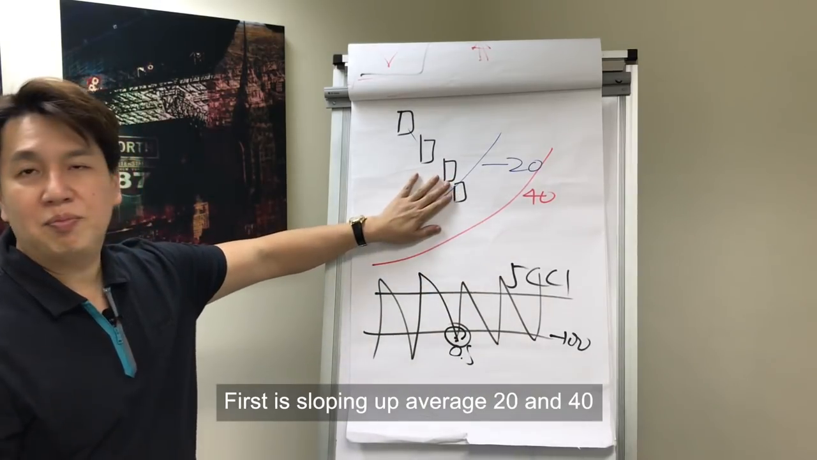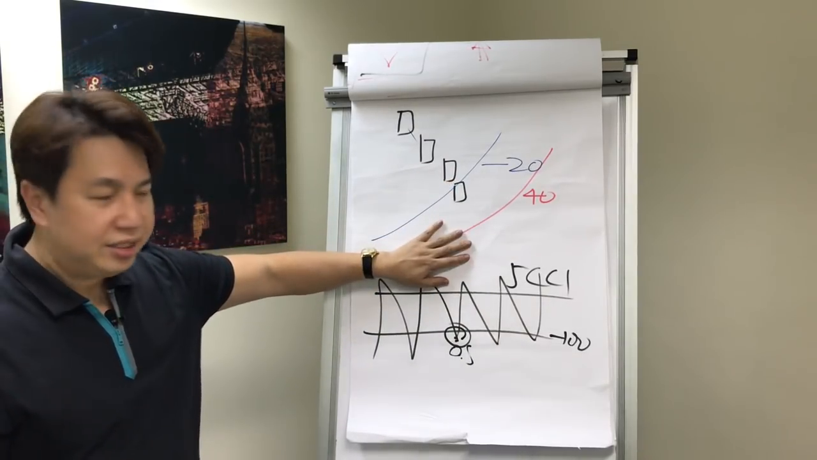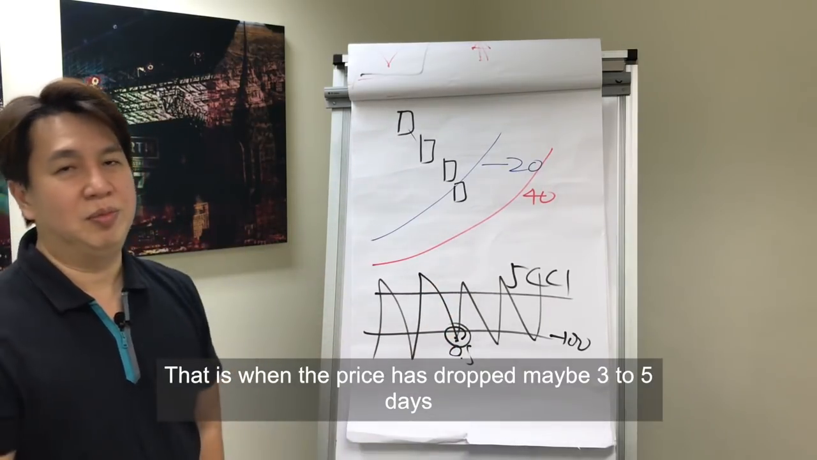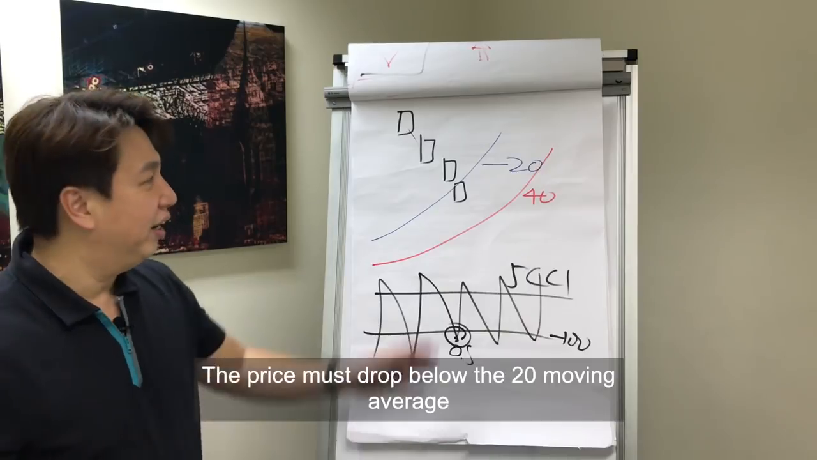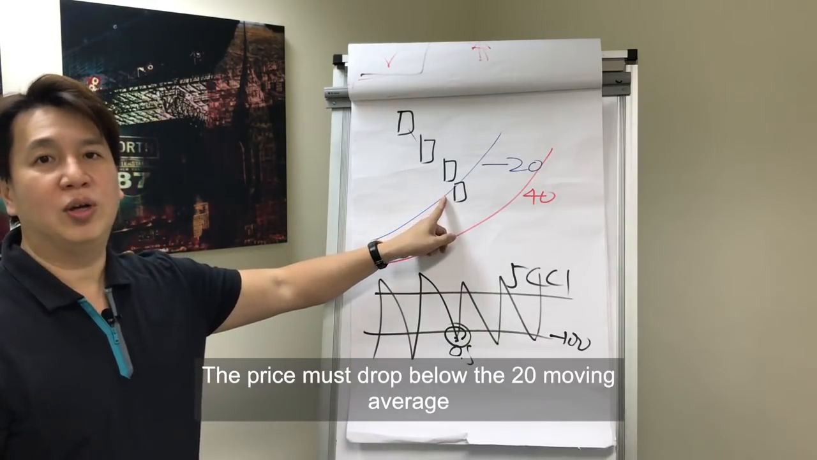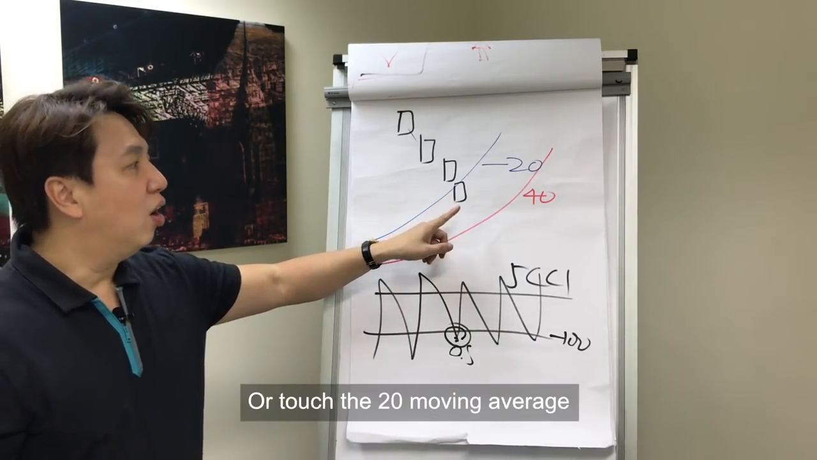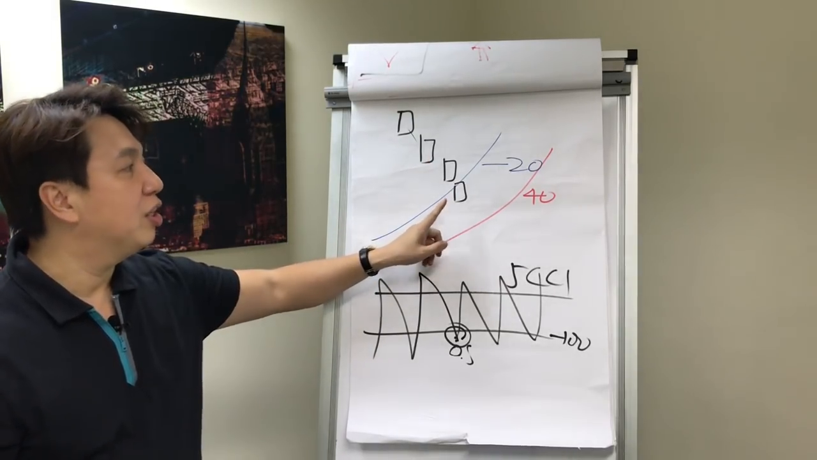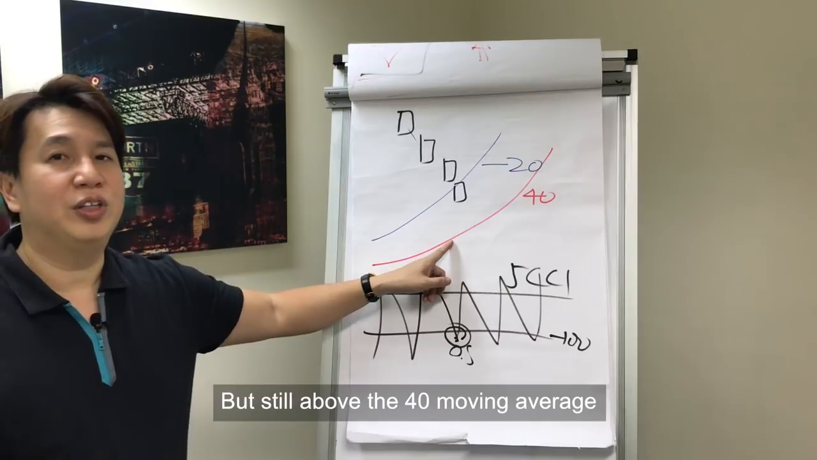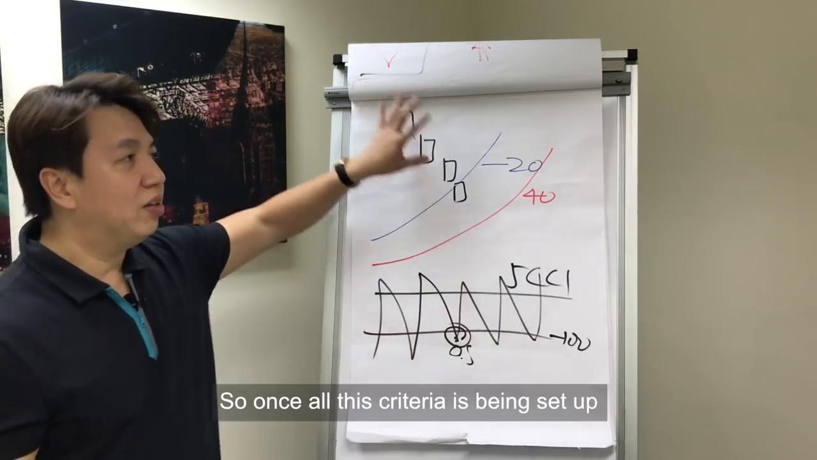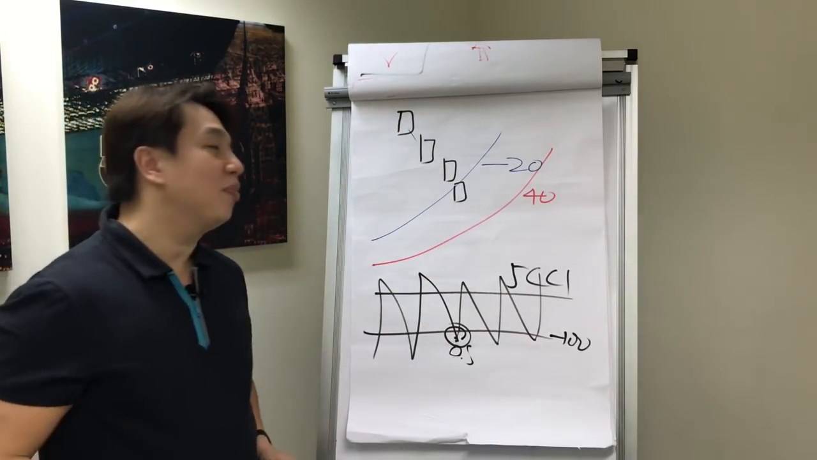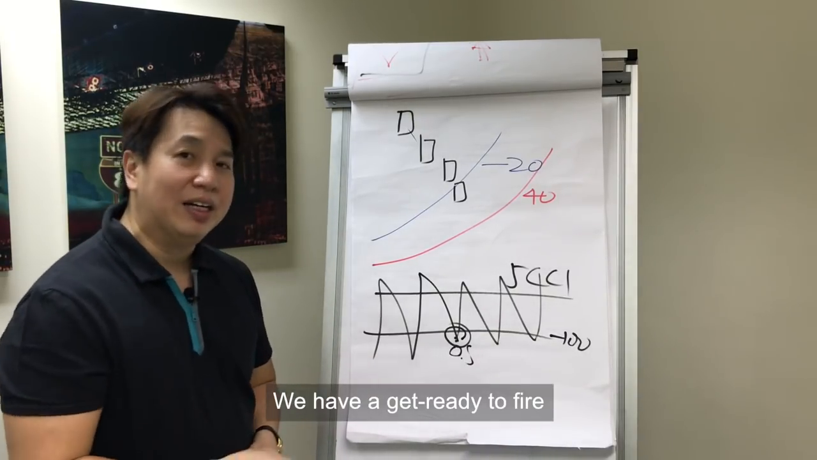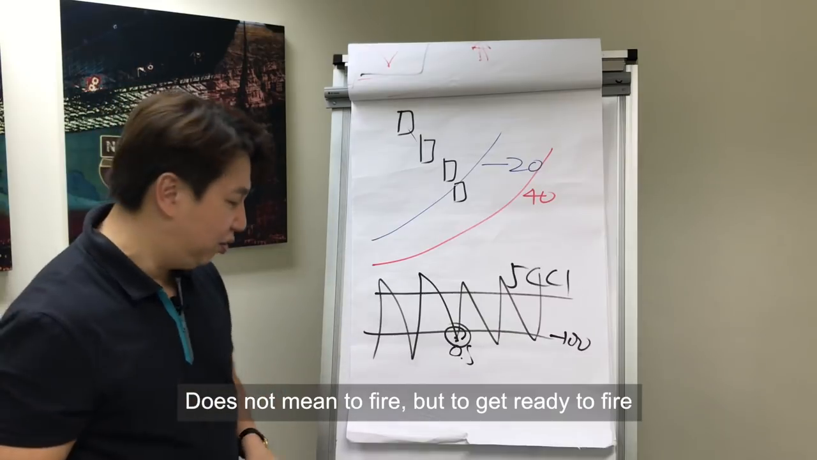So we have a few criteria here. First is sloping up averages, the 20 and 40. Second, we are looking for the CCI to drop, which is when the price has dropped maybe 3 to 5 days. The price must drop below the 20 moving average, or touch the 20 moving average, but still be above the 40 moving average. Once all these criteria are met, we have what we call a setup. We are getting ready to fire. It doesn't mean fire yet, just get ready to fire.